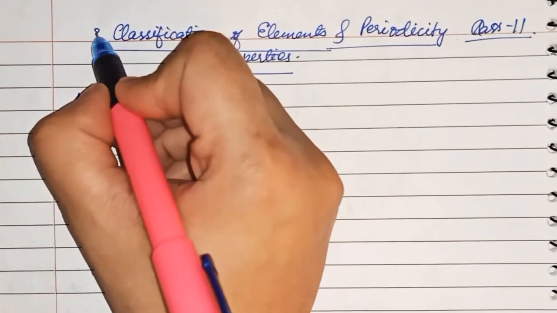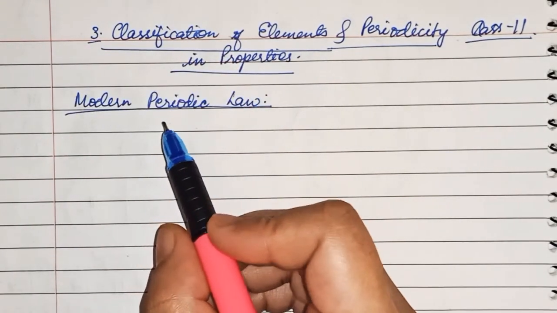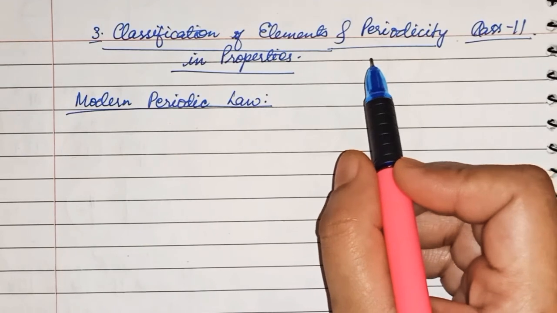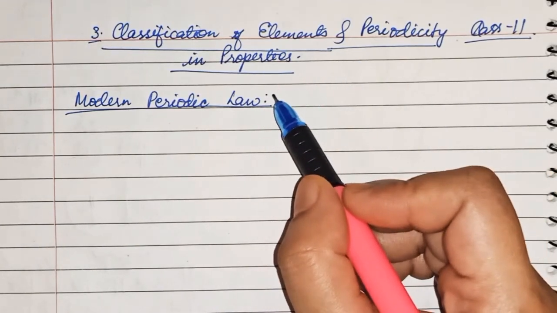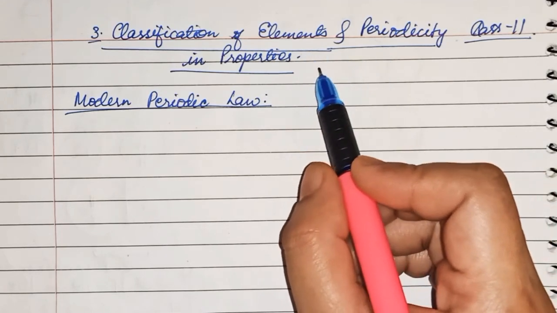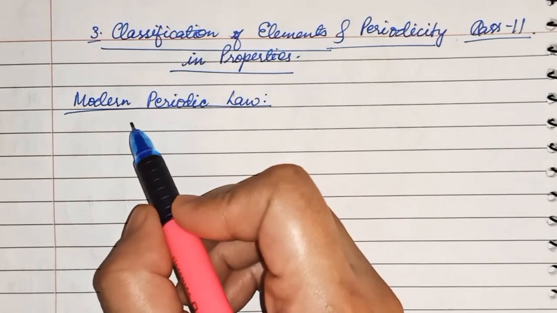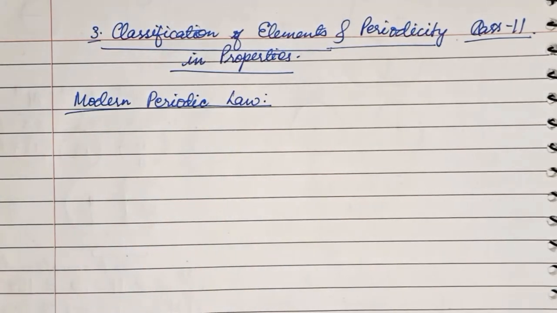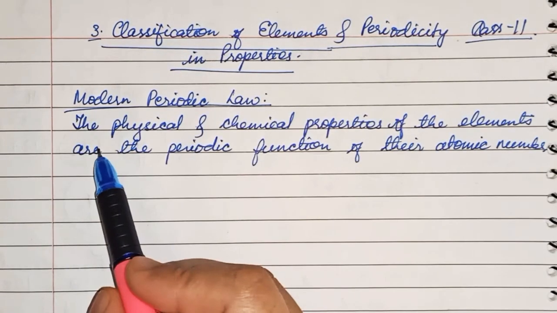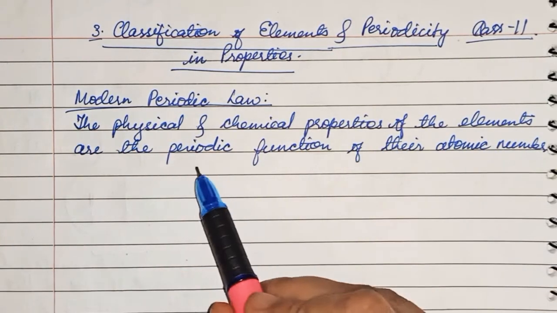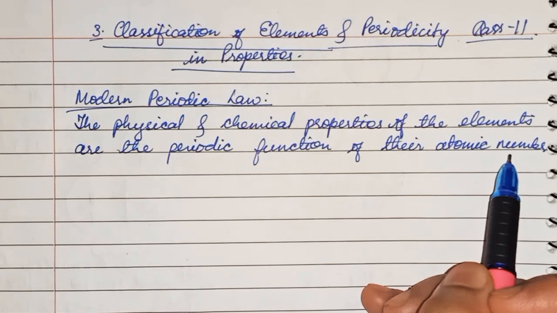And this is your chapter number 3, classification of elements and periodicity in properties. So in this video we will discuss the periodic properties, and it is based on the modern periodic table. We will start from the modern periodic law. It states that the physical and chemical properties of the elements are a periodic function of their atomic number.